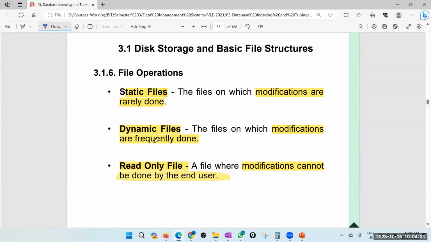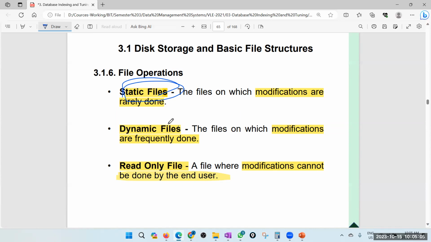Right, so this is another classification. Static file means we write to it, but very rarely we update it or delete it or modify it. So then we say it's a static file. For example, when you install a software, maybe a DLL file is also part of it. But afterwards, we almost don't change that at all. It's a static file.